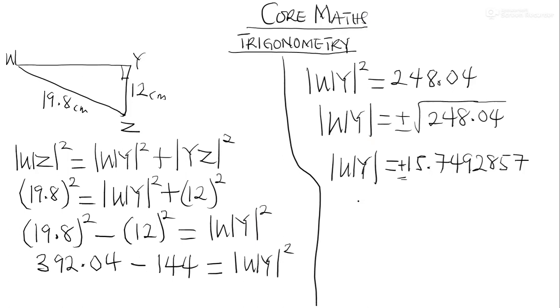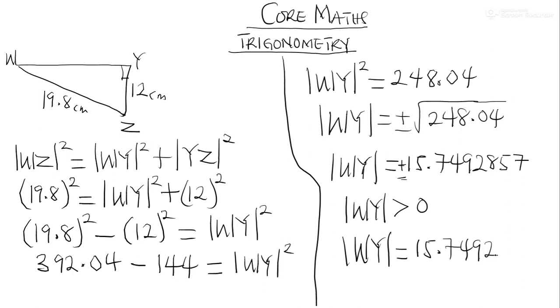Good. So we need the positive side because we are dealing with distance. So we have Wy greater than 0. So our Wy is now equal to 15.7492857. Good. Now at times the numbers are too long, okay? So it's accepted when you approximate it to 4 decimal places. So either you write everything or you approximate it to 4 decimal places. Okay, good. So we now have the answer for Wy, which is 15.7492857.